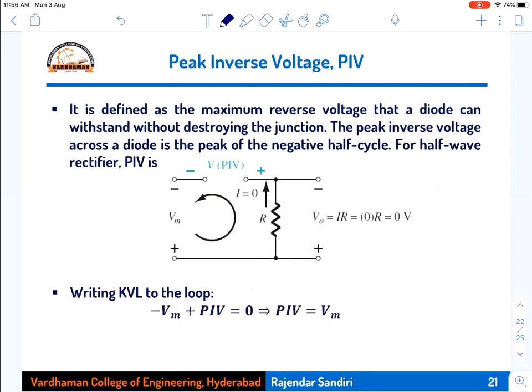Then the next topic, the next parameter, is peak inverse voltage. Peak inverse voltage is the maximum reverse voltage that a diode can withstand without destroying the junction. It is almost like a reverse voltage.